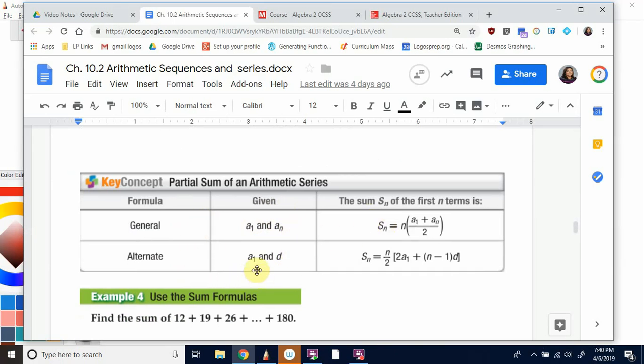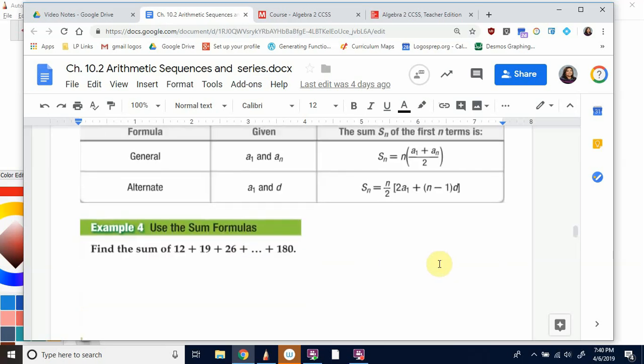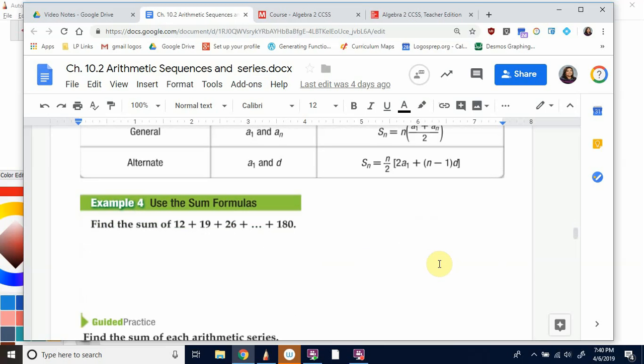An alternate form is when they give you a sub 1 and d, and we plug it in here. Okay? So let's use these formulas and find the sum. Basically, we're adding. If I have these terms, 2, 4, 6, 8, and I want to find the sum of the first through fourth term, I'm adding 2 plus 4 is 6, plus 6 is 12, plus 8 is 20. So the sum of this is 20.